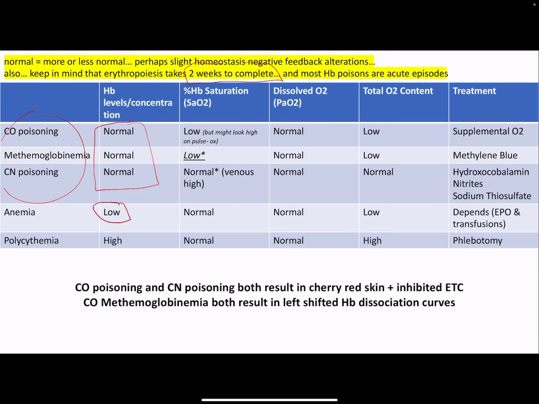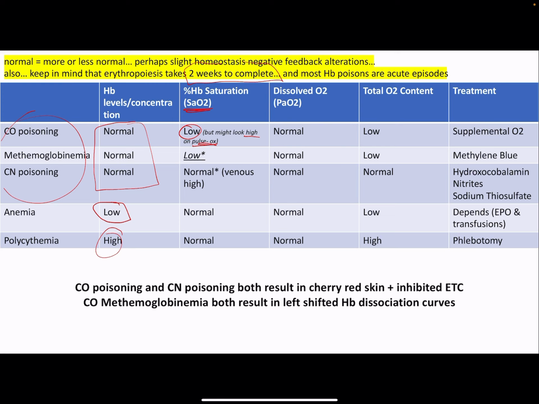Anemia, low red blood cells, or red blood cells aren't making iron or hemoglobin or something like that, heme. So it's going to be low. Polycythemia is going to be high. Let's think about hemoglobin saturation. So carbon monoxide, this competes with oxygen. So the amount of specific oxygen saturation is going to be low. But remember that pulse oxes just look at hemoglobin saturation period, not necessarily just oxygen saturation. So this actually might be high.